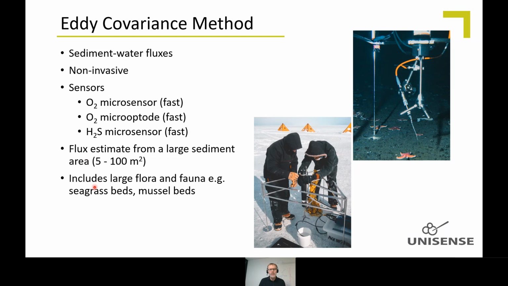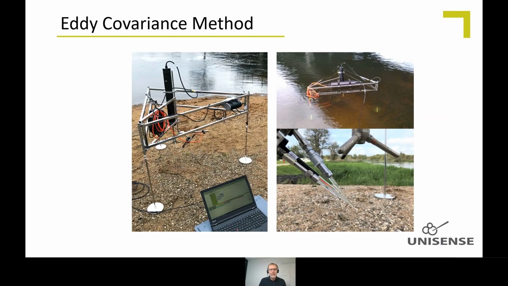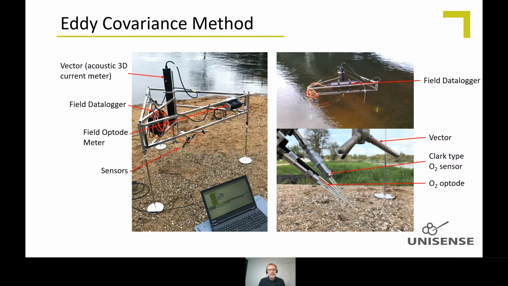And when you use this, you include the whole community, including the sediment, the large flora and fauna, etc. You can use it in seagrass beds, mussel beds, and so on. And I will show examples of that. So basically, it consists of this tripod with the instrumentation and the sensors on. This has the Nortek Vector here, which is an acoustic 3D current meter. You can see it down here.